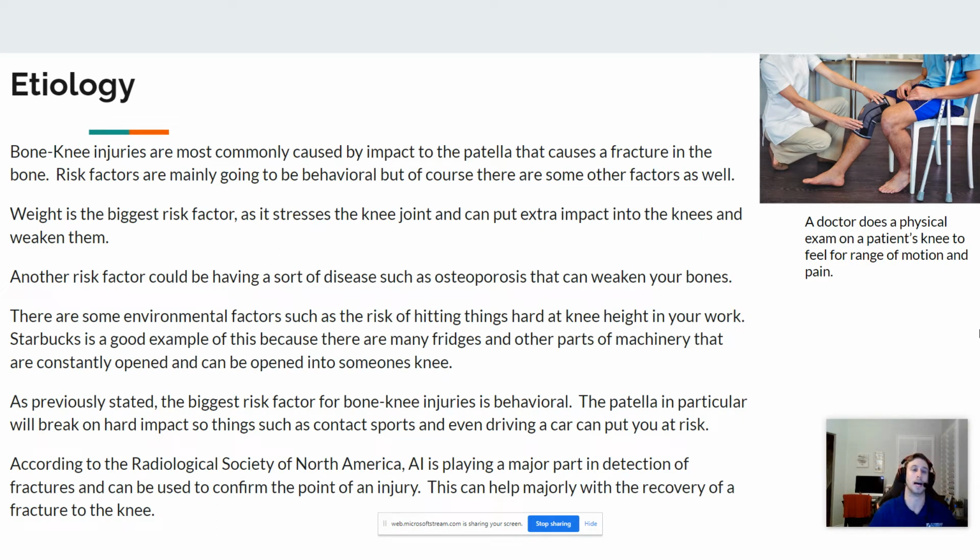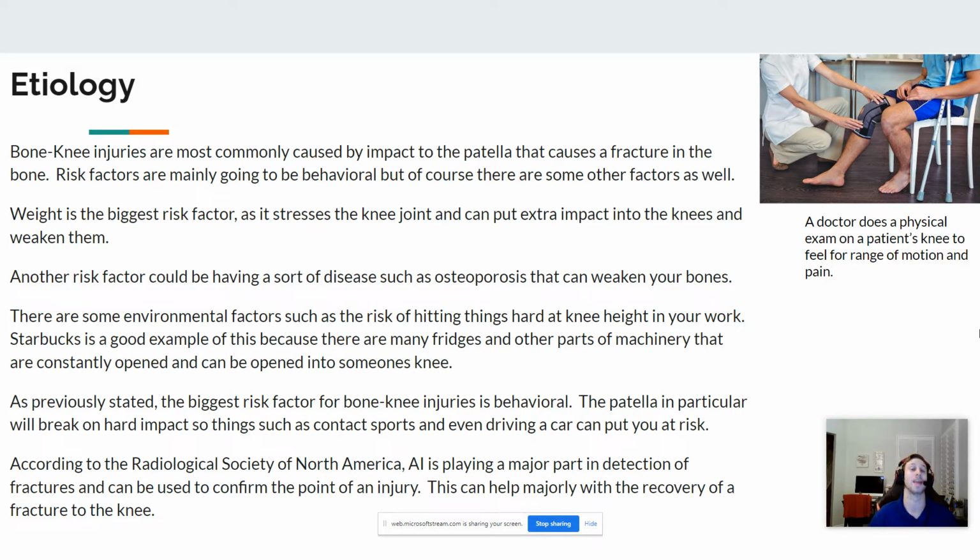Etiology. So, bone knee injuries are most commonly caused by a direct impact to the patella that causes a fracture in the bone. Risk factors are going to be behavioral mostly, but there are other risk factors such as weight. It stresses the knee joint, it pushes that patella a little bit forward. It can cause extra impact on the knees and it can weaken that structure. Another risk factor is going to be having a disease that weakens bones, such as osteoporosis.